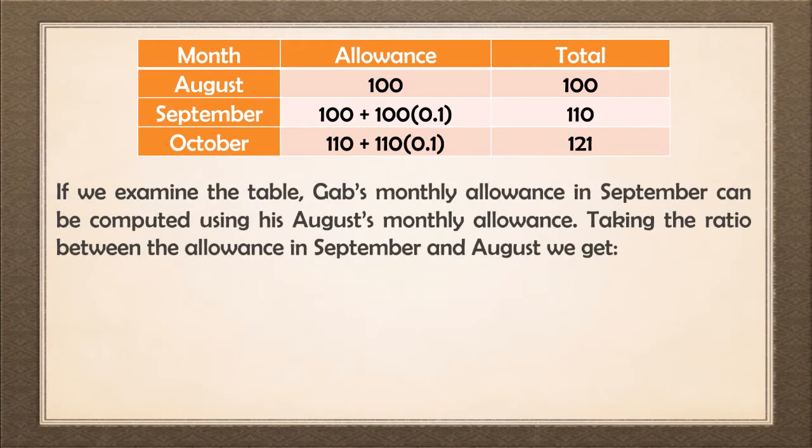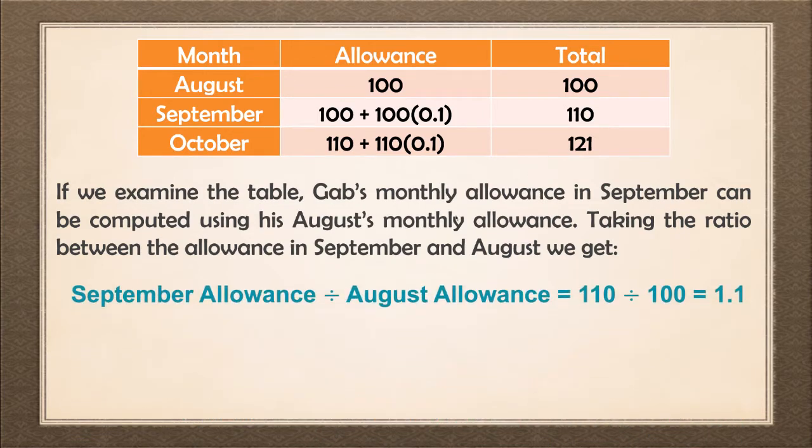Now, if we examine the table, Gab's monthly allowance in September can be computed using his August's monthly allowance. Now, taking the ratio between the allowance in September and August, we get September allowance divided by his August allowance, that will be 110 divided by 100, that is equal to 1.1.